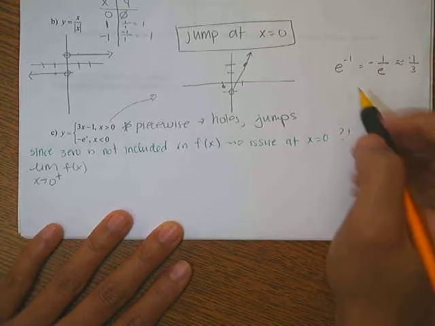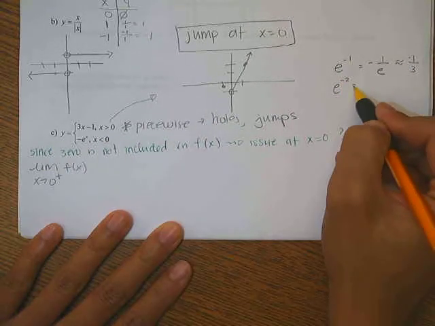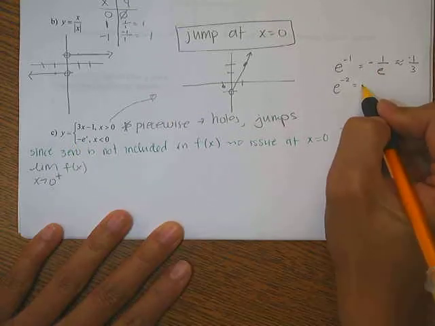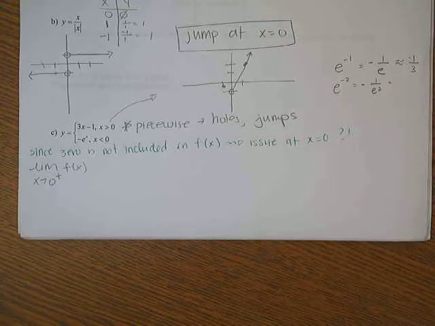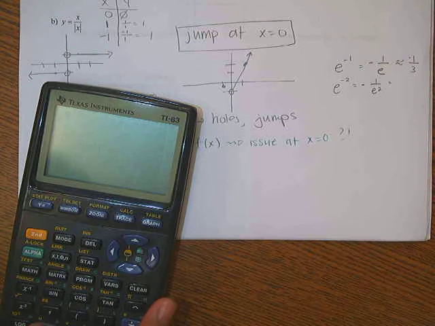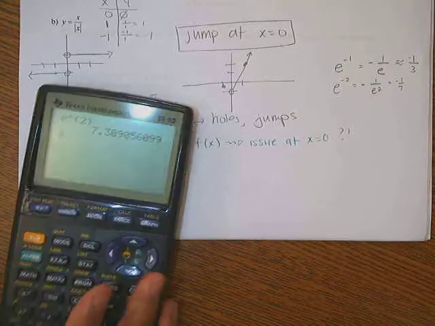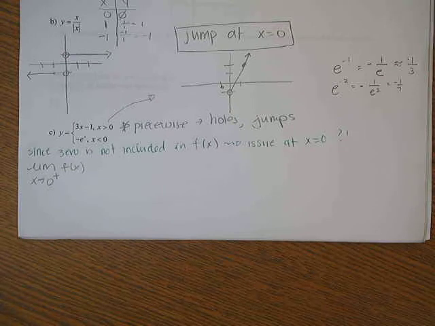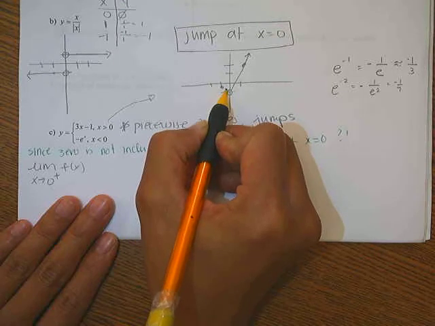Then when x is -2, going to the left, I need e to the -2, multiplied by negative because it's reflecting. So that's -1 over e squared. I don't need an exact value, just for graphing purposes. e squared is 7.38, so it's about -1 over 7. It's getting closer and closer to 0, so it's going to look like this.